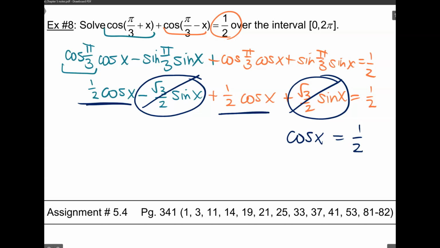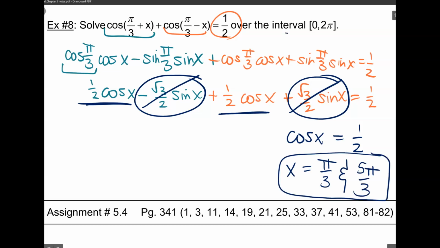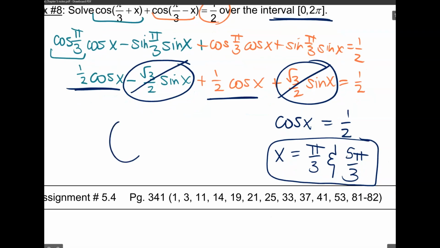Wait, what angle did we say that was? Where is cosine equal to half? At what angle? What x value? So this would be pi over 3 and 5 pi over 3. Exactly. It says over the interval, so we do not need plus 2 pi n. Because remember, we're looking for two places where cosine is going to be a half. There's two different quadrants where cosine's positive. So we have the pi over 3, and then all the way over here, 5 pi over 3. Awesome.